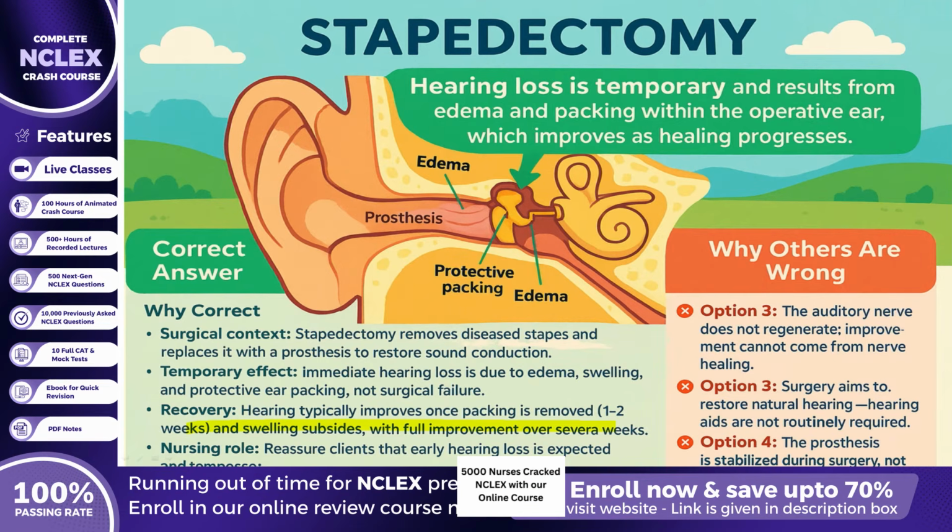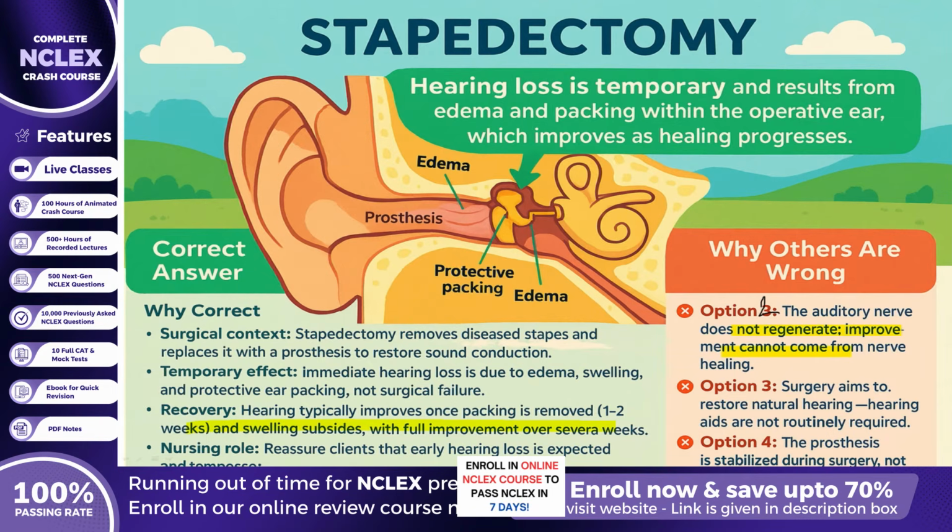Shifting to option 2, we can see why it is incorrect. The auditory or cochlear nerve does not regenerate once damaged, so hearing loss cannot improve through nerve healing. This option presents a false explanation and would mislead the client.